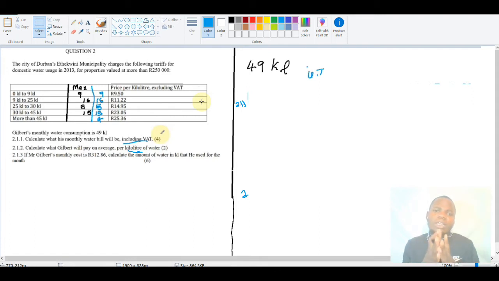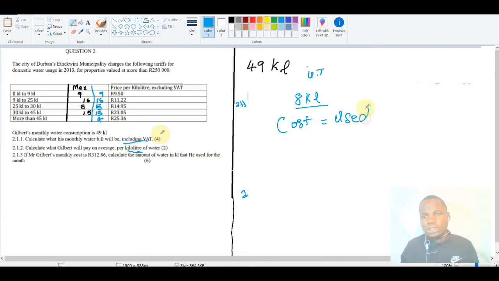But before we do that question, let us do an example. Let's say now you want to calculate the cost of using 8 kiloliters of water. So if you calculate the cost of using 8 kiloliters of water, what is the cost? Your cost will be equal to used multiplied by your tariff. Now what is the used here? It is our 8 kiloliter times, what is the tariff?